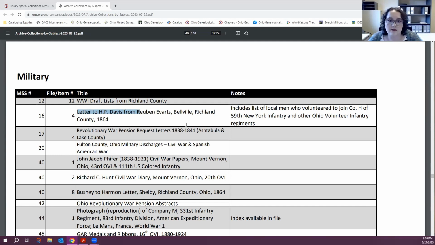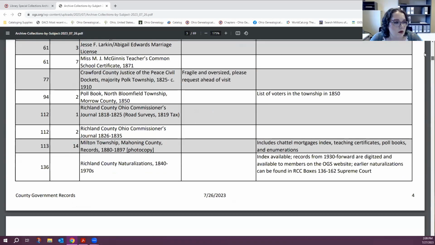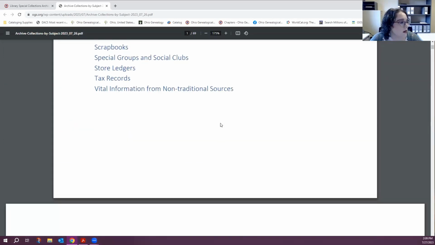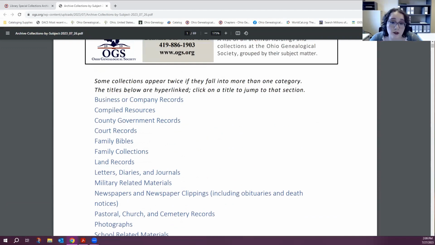Just any type of specific theme or subject that a collection had is kind of what made it fall into one bucket or another. So I want to go over a few of these subject headings that are a little bit more, I don't know, obtuse maybe, not as readily understood.